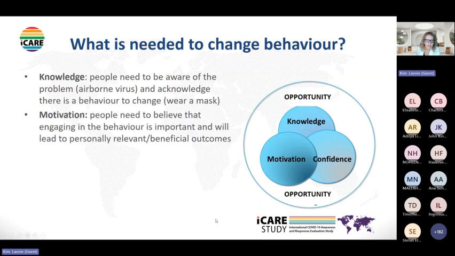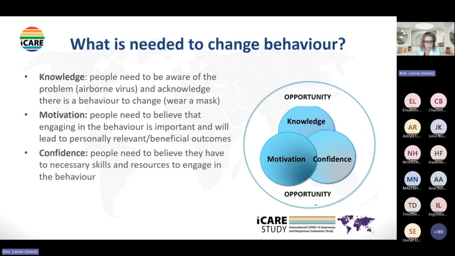Motivation. People need to believe that engaging in the behavior is important and will lead to personally relevant or beneficial outcomes. And sometimes those personally relevant outcomes are benefits to their community or their family or others. But bottom line is motivation is not motivation to get out of the pandemic. It's motivation to engage in the behavior, and that is usually tied to perceptions of the behavior itself being important.